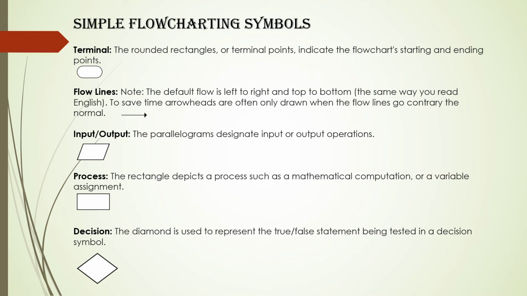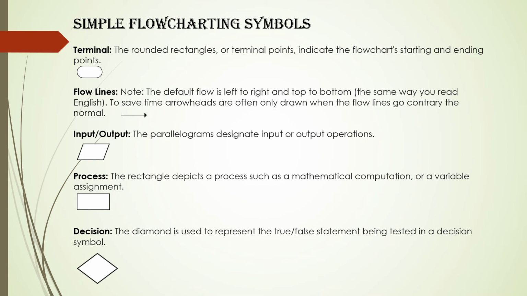And the second is flow lines. The default flow is left to right and top to bottom, the same way you read English. To save time, arrowheads are often only drawn when the flow lines go contrary to the normal. It only shows the flow of the program, from where you are going to where. And the third is input output. The parallelograms designate input or output operation.